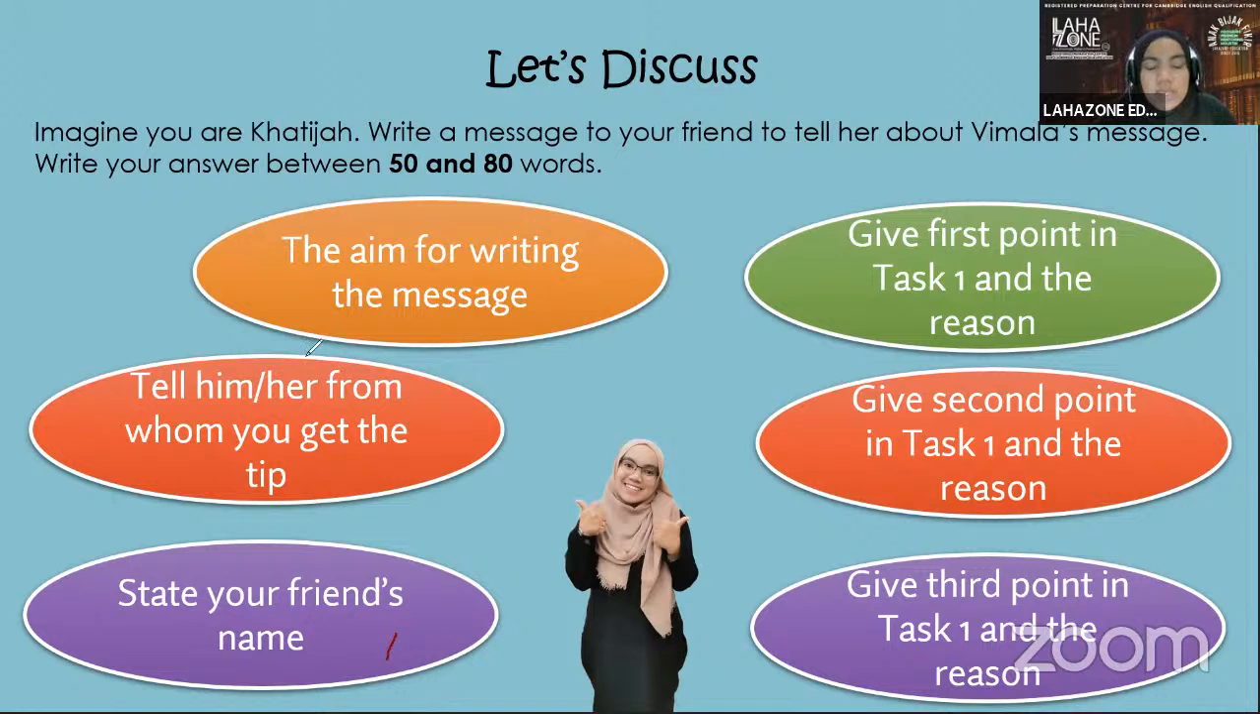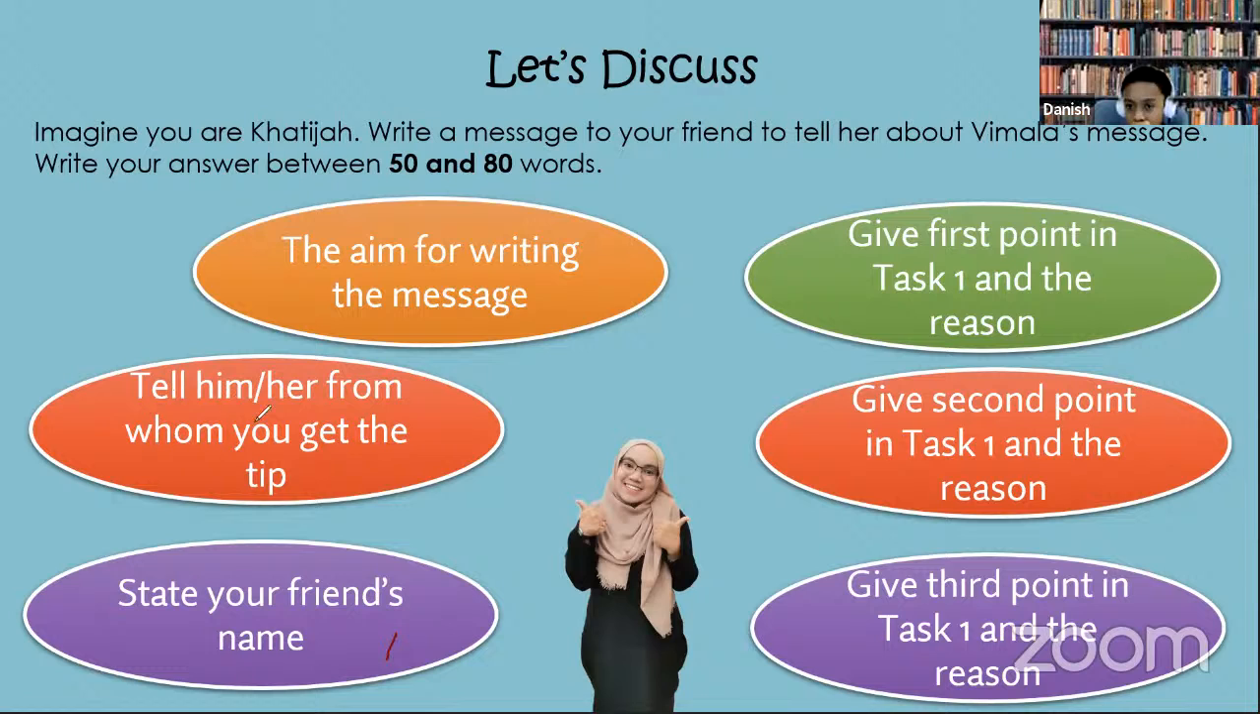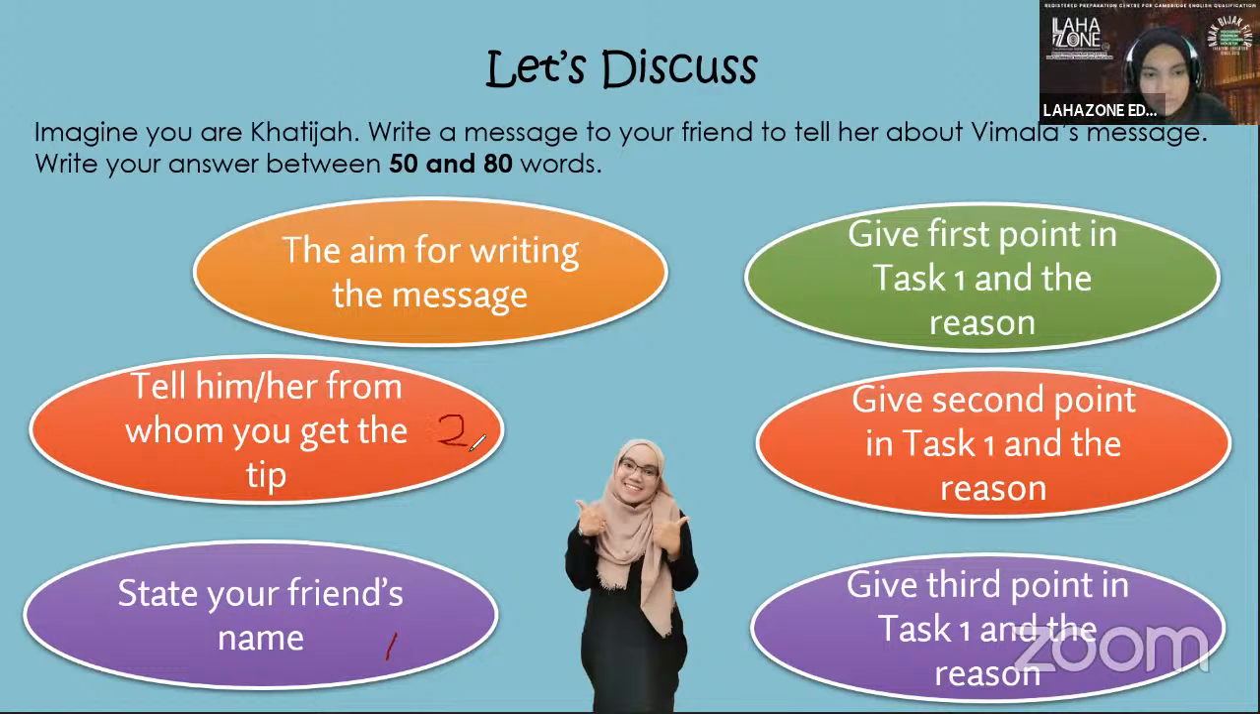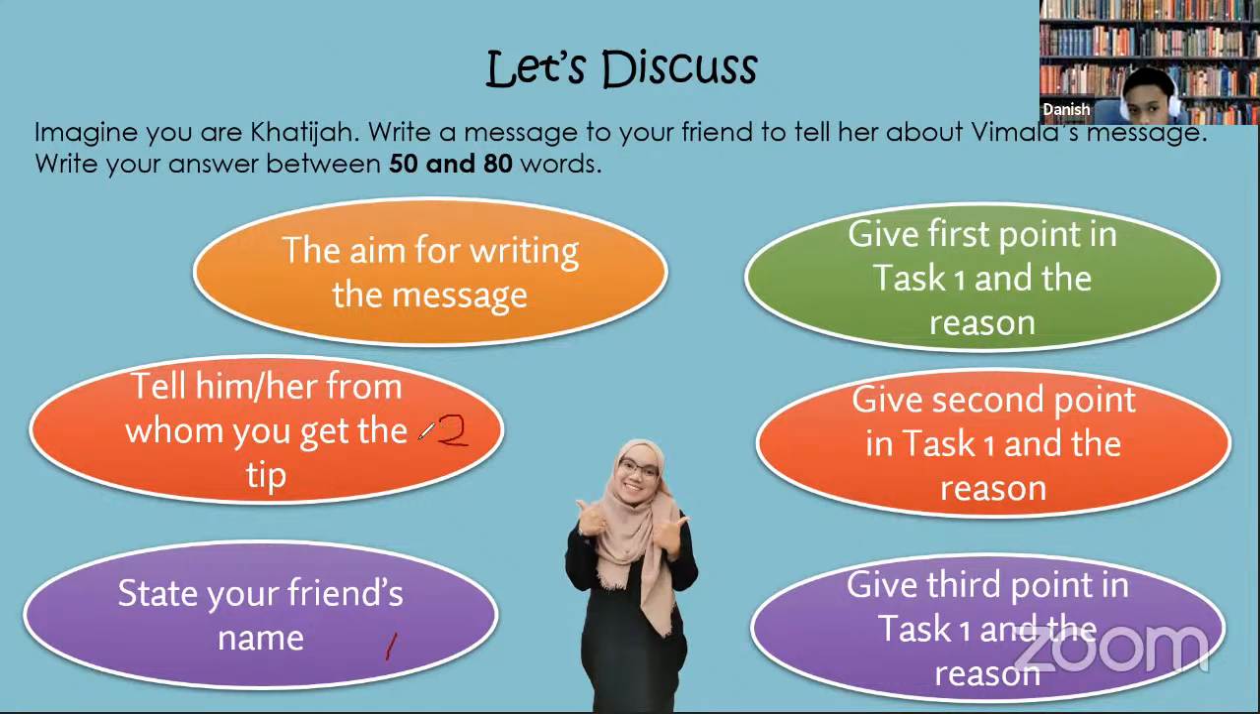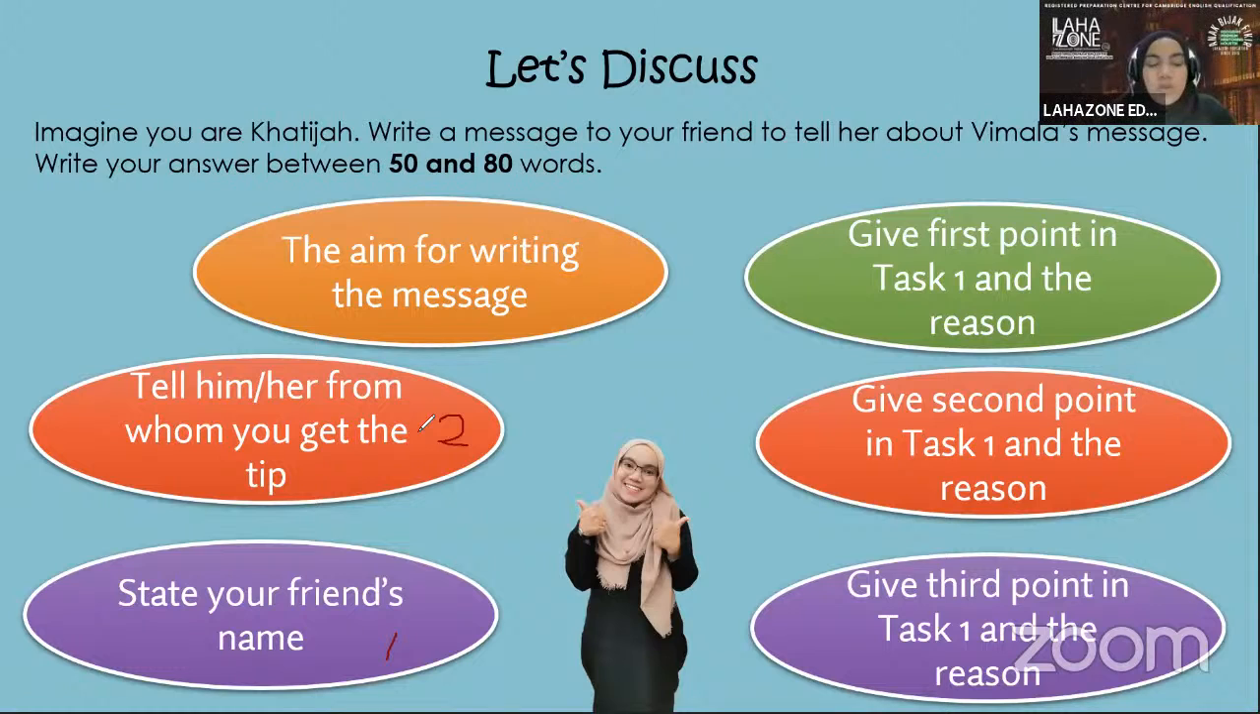Number 2 is, can you read this? This one is number 2. Tell him or her from whom you get the tip. Okay, you have to tell him or her. Okay, Danish kena bagi tahu dia dari mana, dari siapa Danish dapatkan tips tersebut.